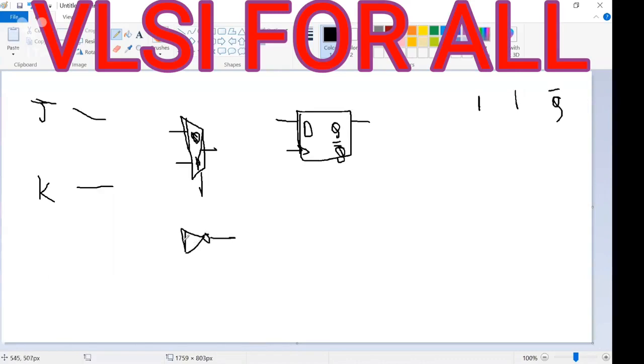So for example, let me try connecting a few things. Let's say if I connect the J and K to this input of the multiplexer, then based on the select line, can I do anything? Like for example, if I connect this select line, we have to make use of the table, right? So let me write the table. If the input is 0 1, then the output should be 0. If the input is 1 0, then the output should be 1. Or if it is 0 0, the output should remain the same.